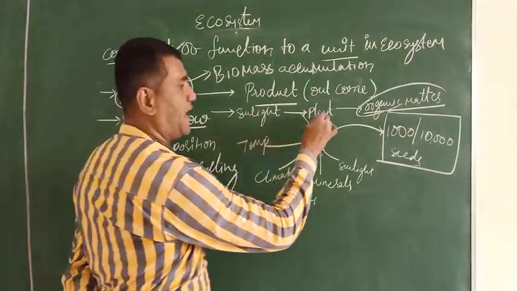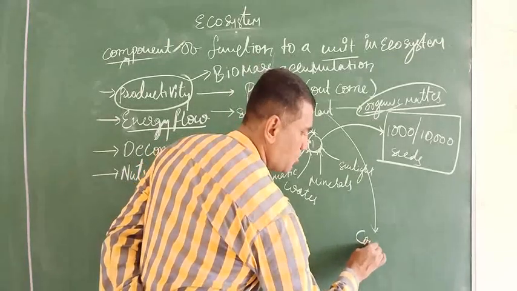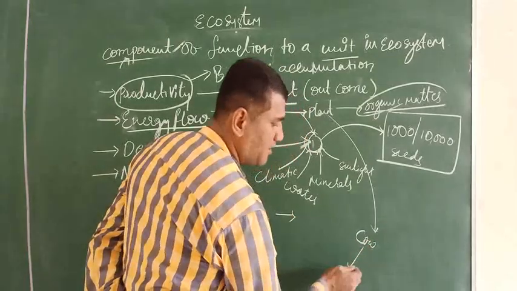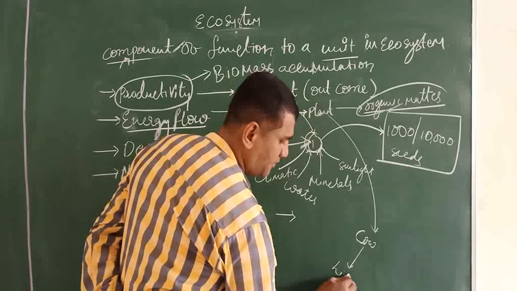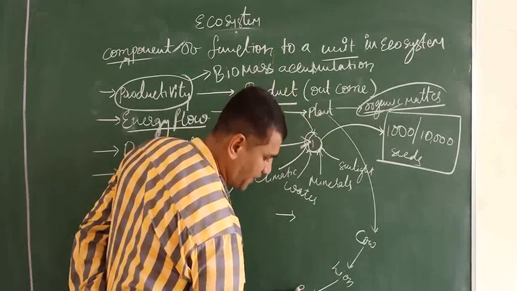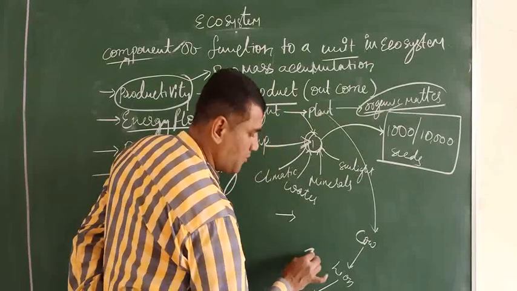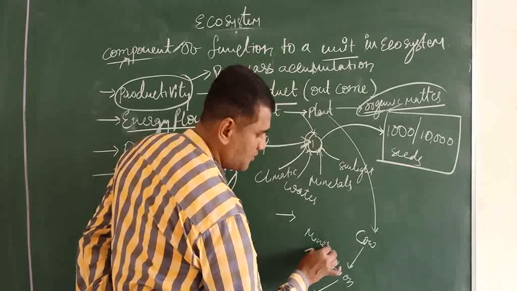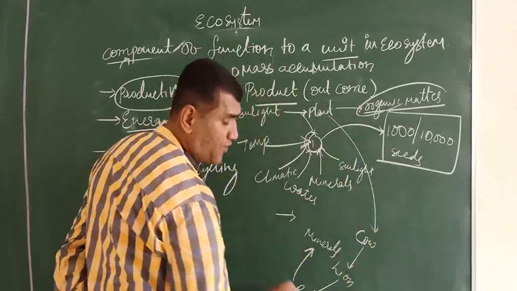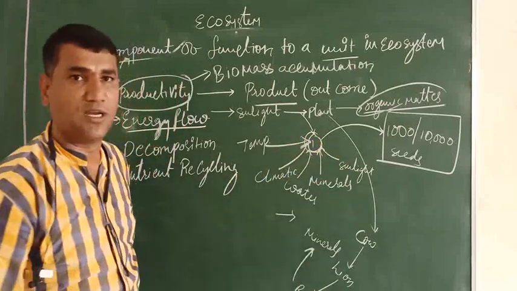The plants are eaten by the cow. The cow utilizes that. The cow is eaten by the lion. The lion utilizes that. When the lion dies, it is utilized by the bacteria. Bacteria convert them into minerals. This is how the flow of energy takes place in the ecosystem through the structural components.